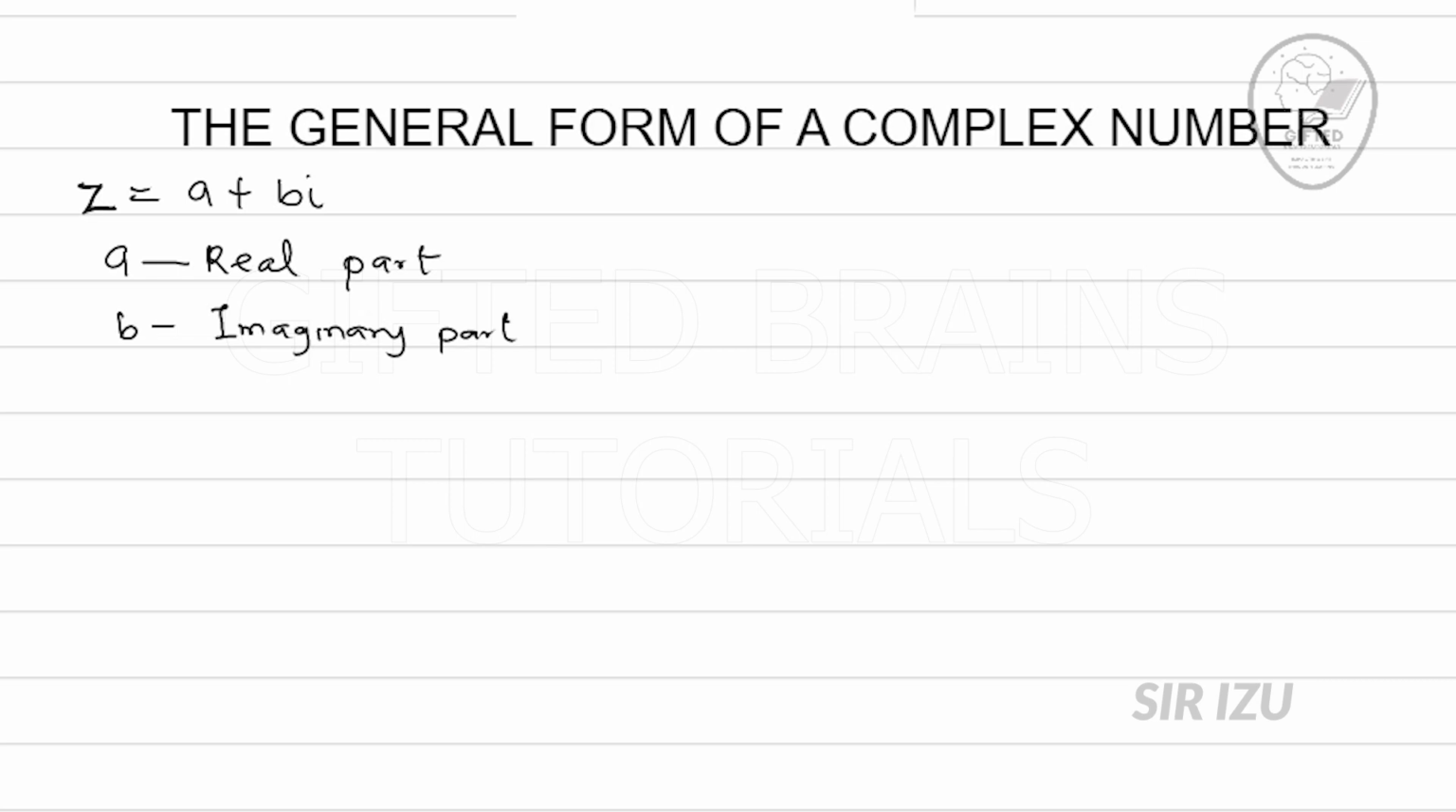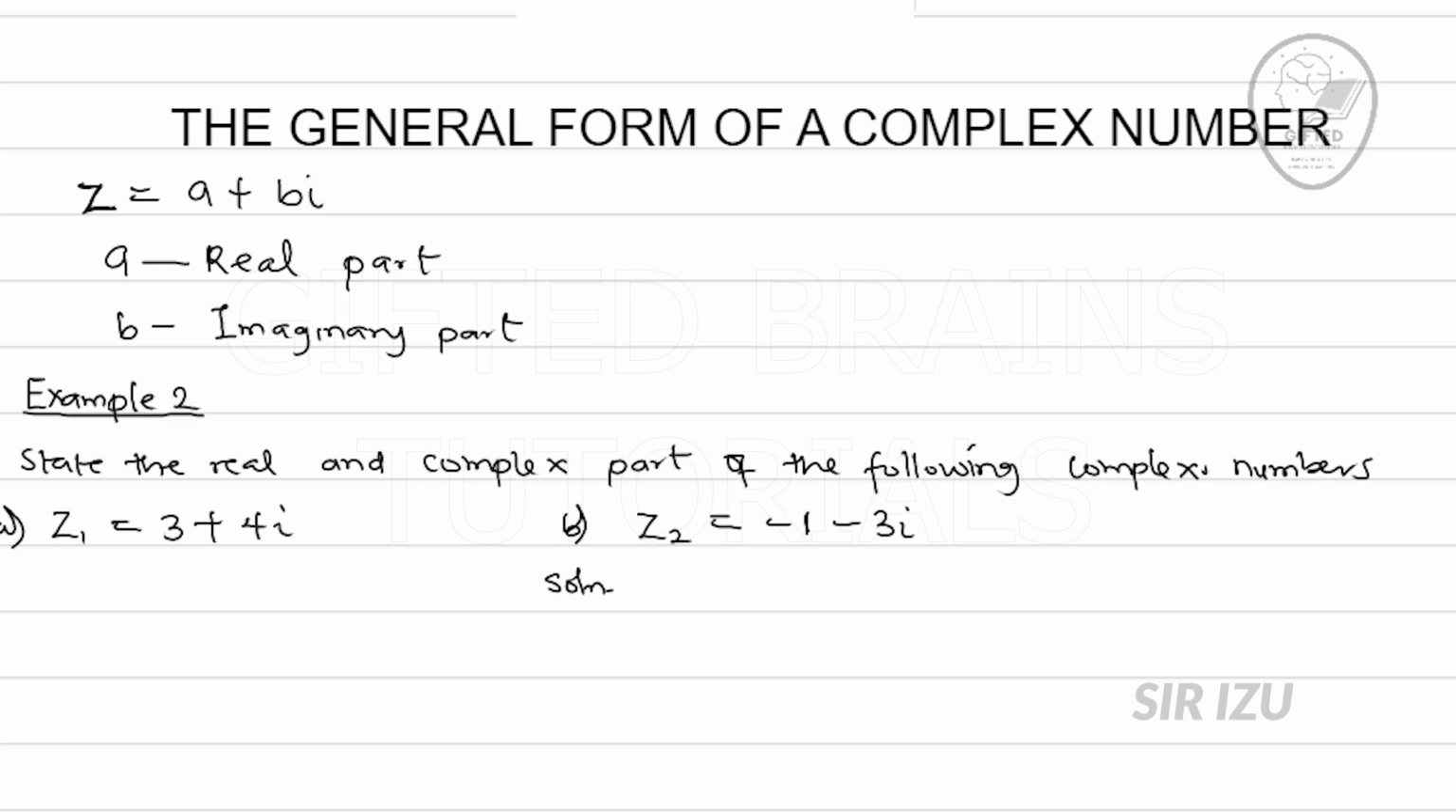And so let's try this. Let me just give you some exercises here now. So let's look at this now. State the real and imaginary parts of the following complex numbers. Or another way to say it, instead of saying complex part, you say imaginary part. Whichever way, it is still correct.